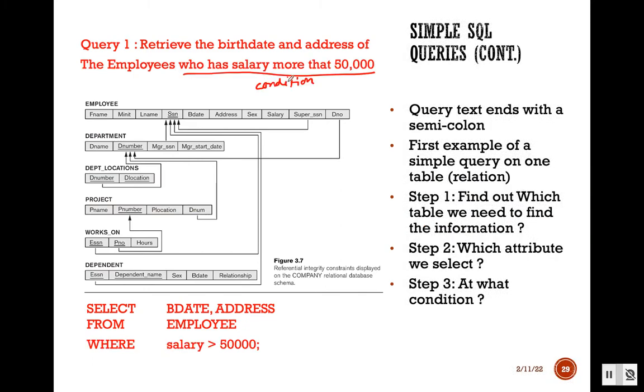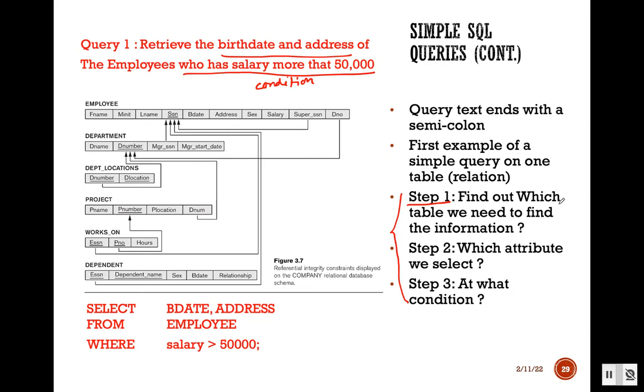So now in this query we are going to find out the birth date and address of employees who have salary more than 50,000. Looks like we have a condition. I want to know which employee has salary more than 50,000. So here, as we know, we have to find out these three steps.